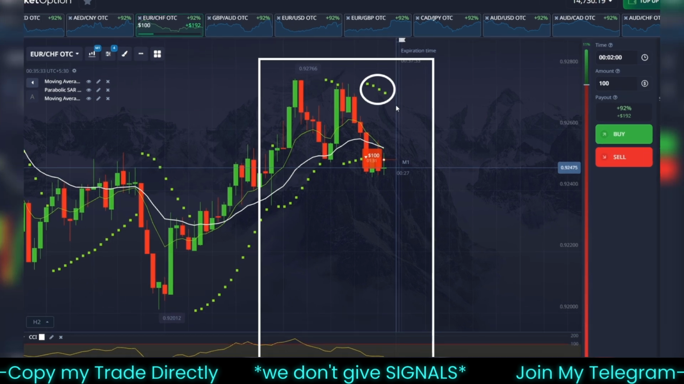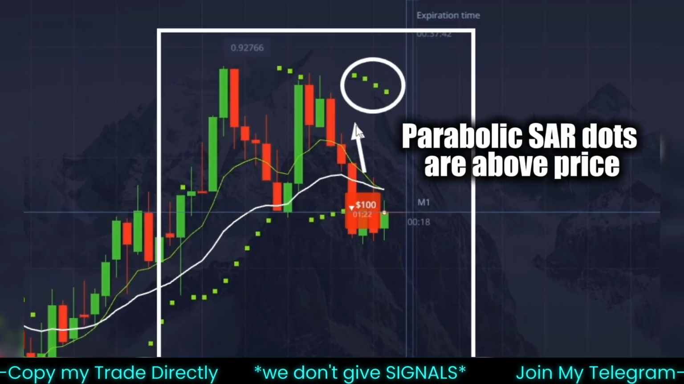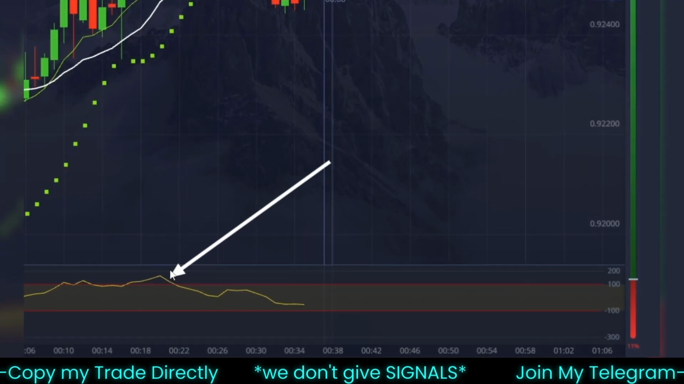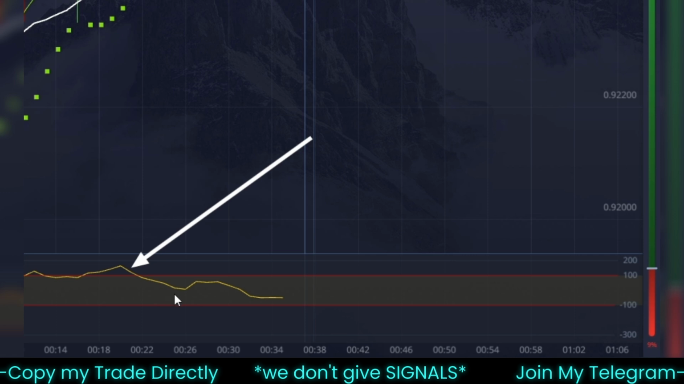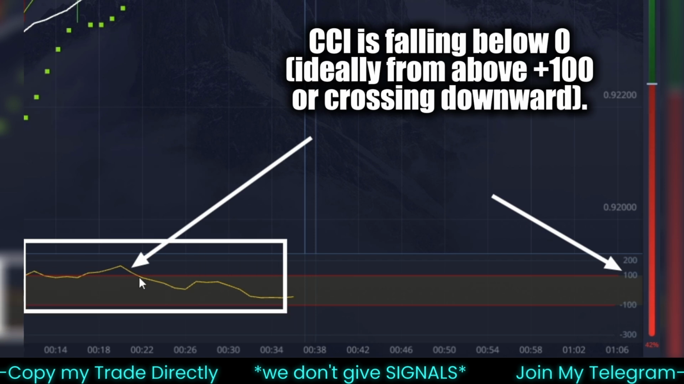It's very simple. First, you have to check that the parabolic SAR dots must be above the candle. Like here, SAR dots are above the candle, which means the pressure of sellers is in the market. Now the second thing is you have to check this CCI indicator. Make sure this yellow line of the CCI indicator must be crossing from outside to inside this 100 level if we are taking a down trade. So as you can see here, this CCI line was crossing inside this 100 level.